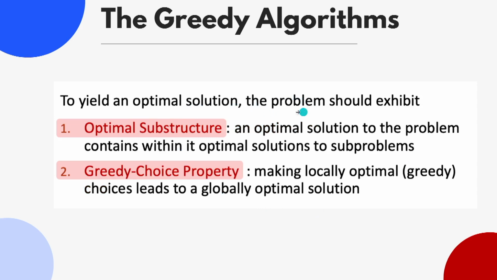So, to yield an optimal solution, these greedy algorithms usually expect the problem to possess the following things. One is the optimal substructure property, which means that an optimal solution to the problem contains within it optimal solutions to all of its subproblems, and we also say that it should satisfy the greedy choice property, that making locally optimal choices will ultimately lead us to a globally optimal solution.